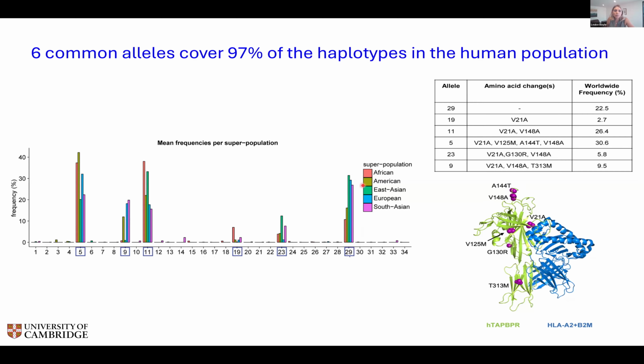And when we looked at these 6 common TAPBPR alleles, we could see that the variations that we find in them are relatively subtle, and that they're found right across the whole of the TAPBPR molecule.